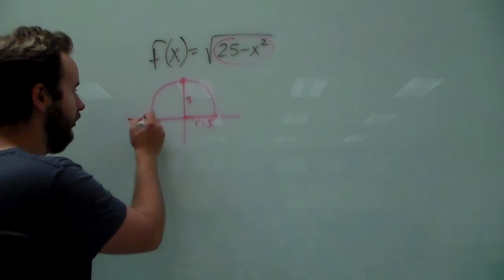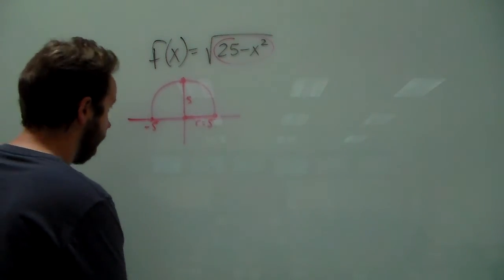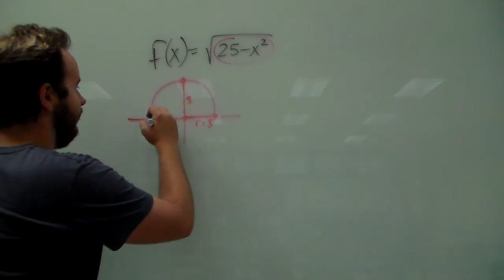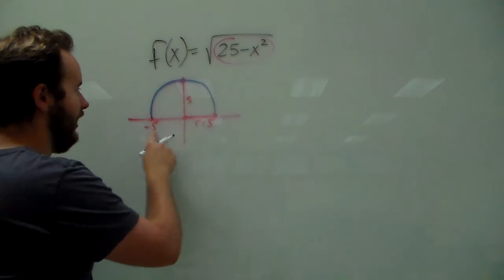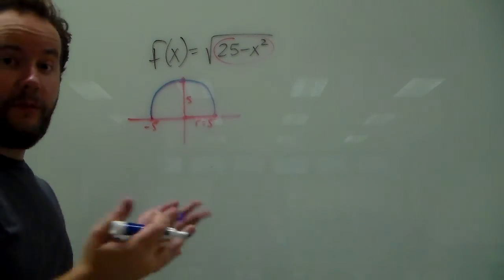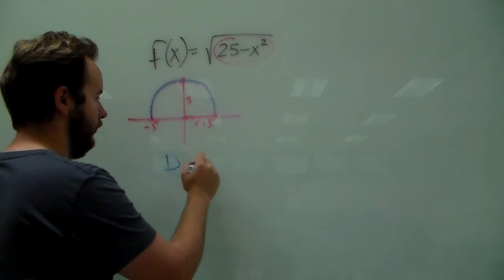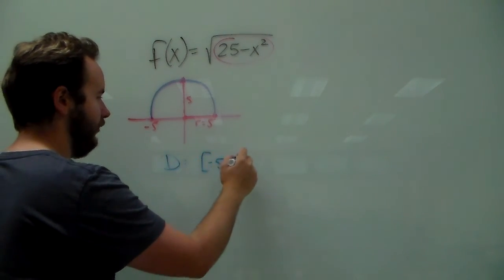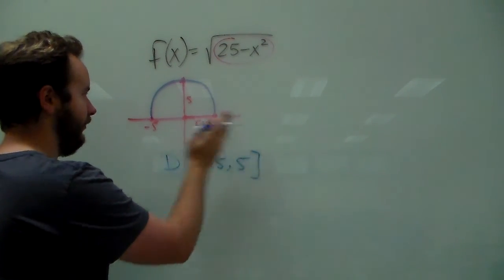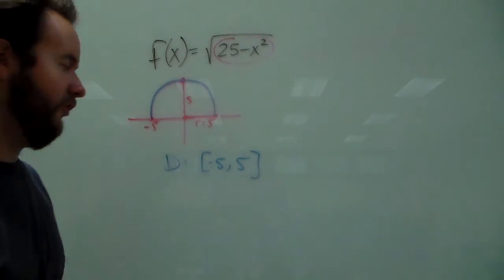The function exists solely between, let's kind of highlight that with blue, the function exists solely between negative 5 and 5. That was the domain we established earlier. The domain is negative 5 to 5. The function does not exist anywhere outside of that range, or that domain, I should say.